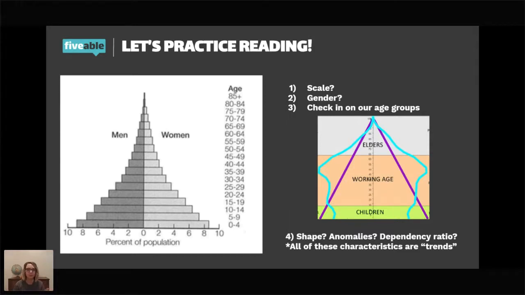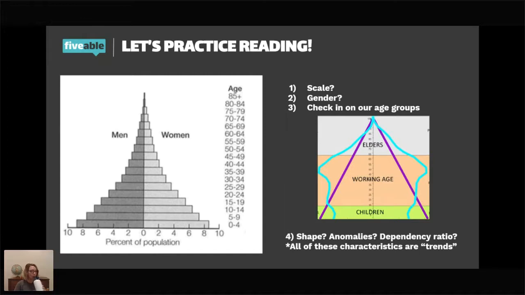Yeah, we'll talk more about that later. Do you have any questions so far about how we practice reading this pyramid? Not now. All right, awesome.